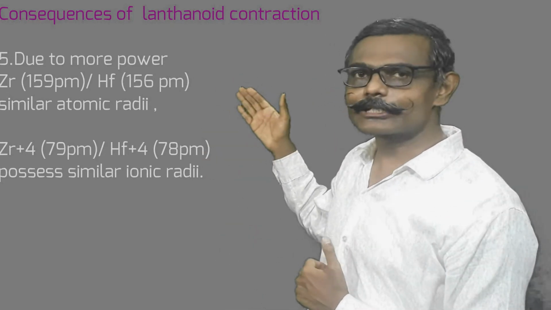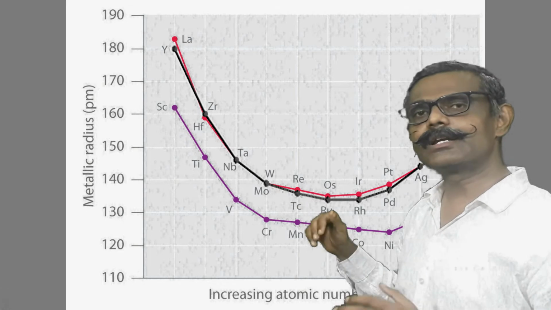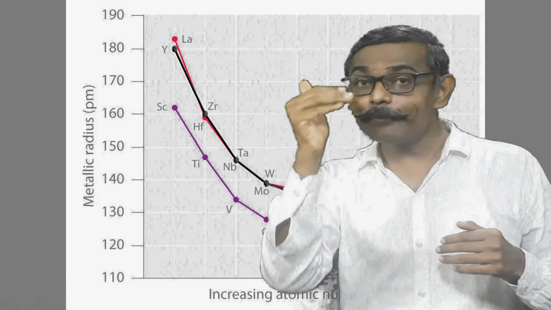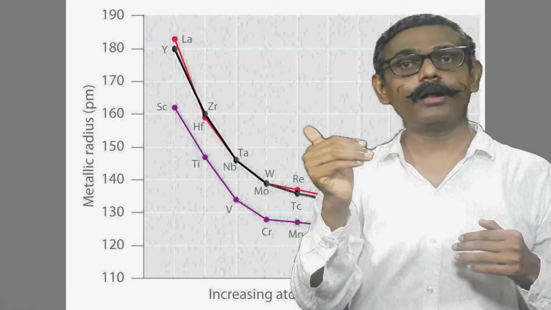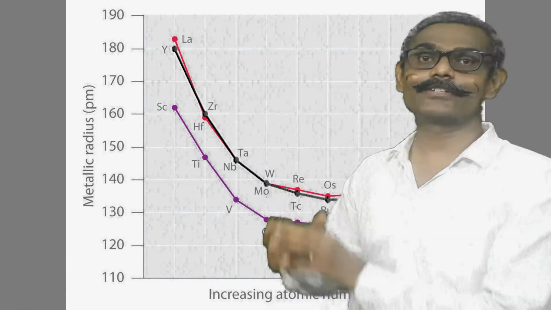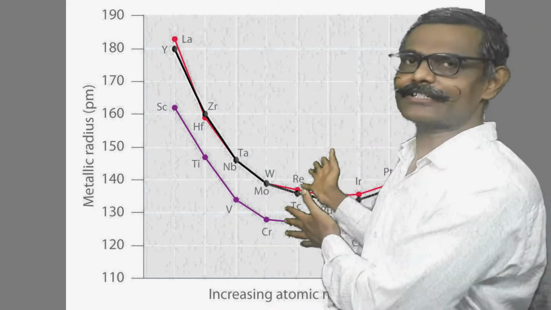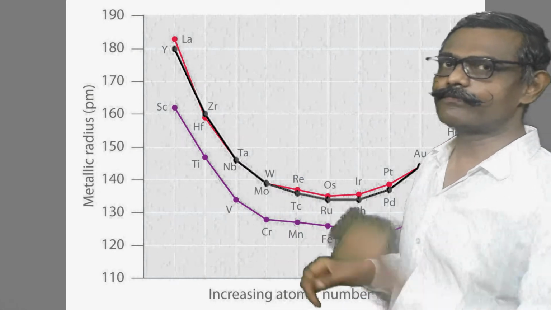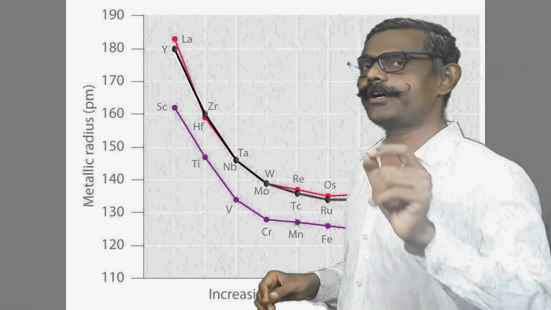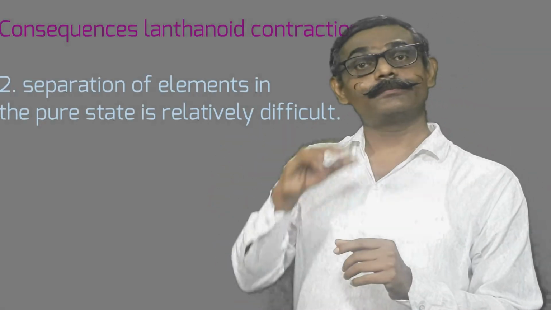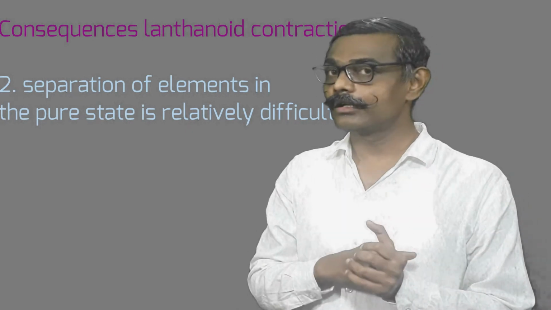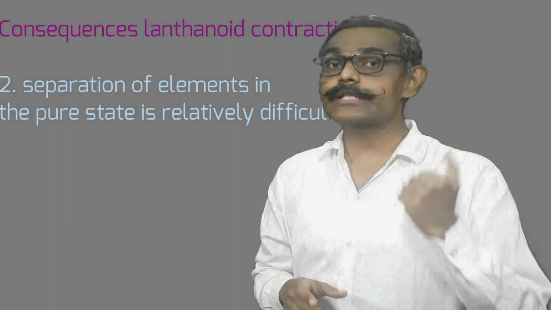As we discussed for zirconium and hafnium, similar will be the case for the next elements, niobium and tantalum, molybdenum and wolfram or tungsten. Likewise, similarities are observed. And this graph is a fantastic explanation for the similarity in their sizes. This is the first consequence of lanthanoid contraction. We have seen the sizes of the 5D series and 4D series transition elements are similar, not only in atomic but also in ionic states.